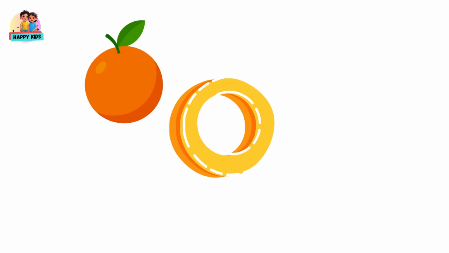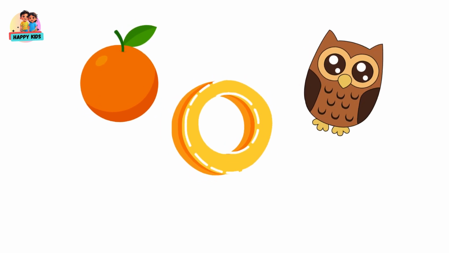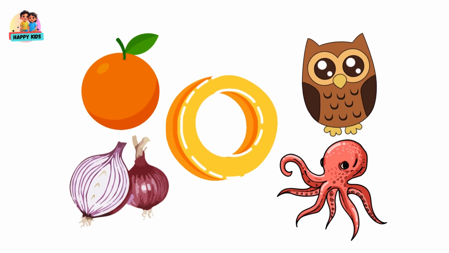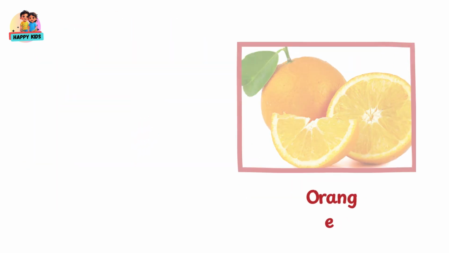This is O. O is for orange. O is for owl. O is for onion. O is for octopus.